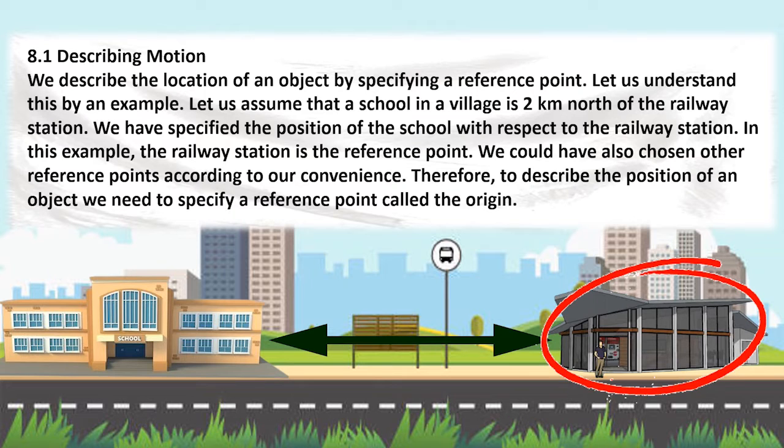The reference point is chosen according to our convenience, hence it is mandatory to describe the position of an object concerning a specific point. Unless determining the reference point, it is impossible to define the position of an object.